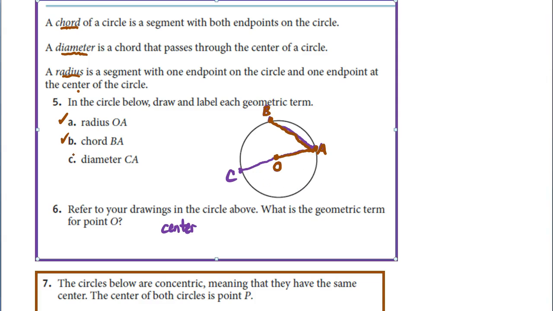And finally, diameter CA. Start at point A, travel through the center, and then continue on to the other side. There is diameter CA. Question 6. Referring to your drawings above, what is the geometric term for point O? Point O is called the center of the circle.